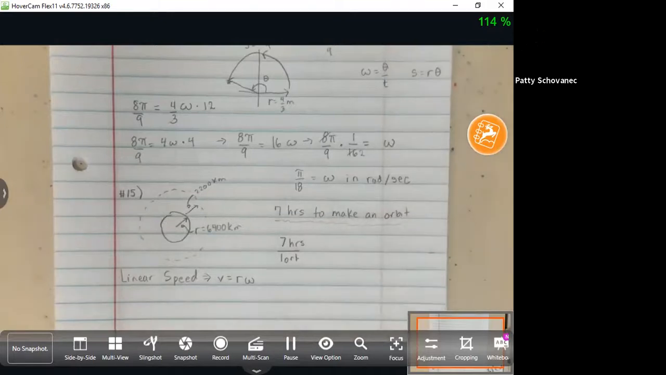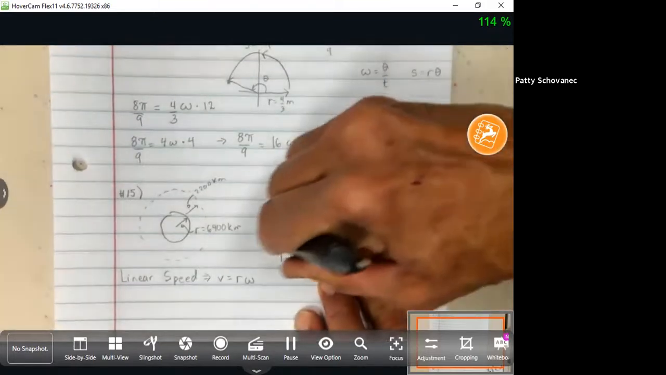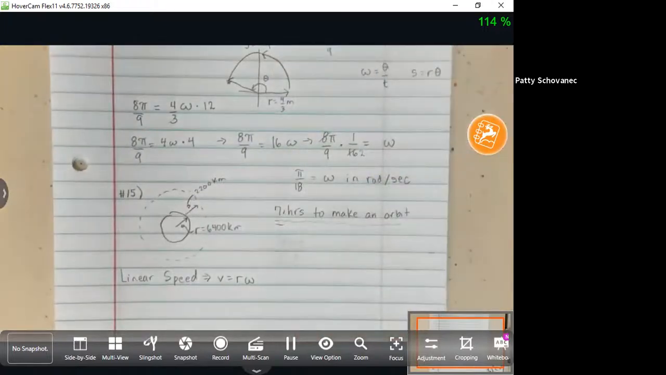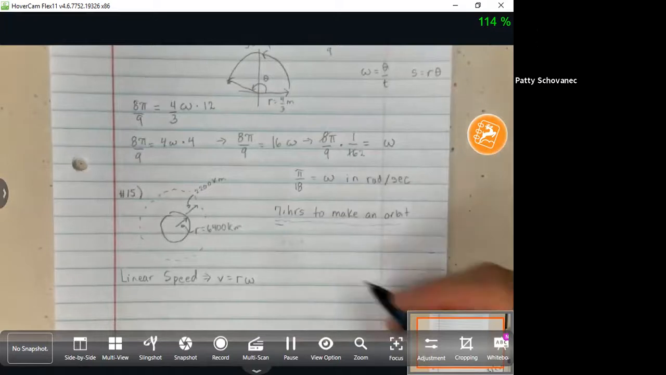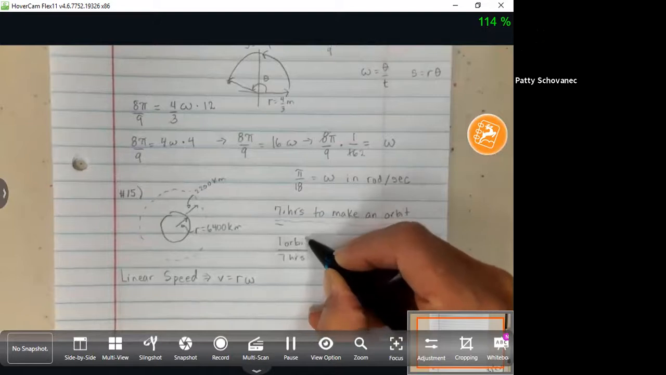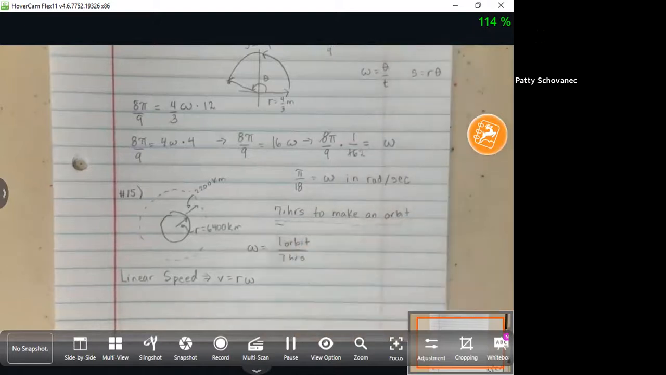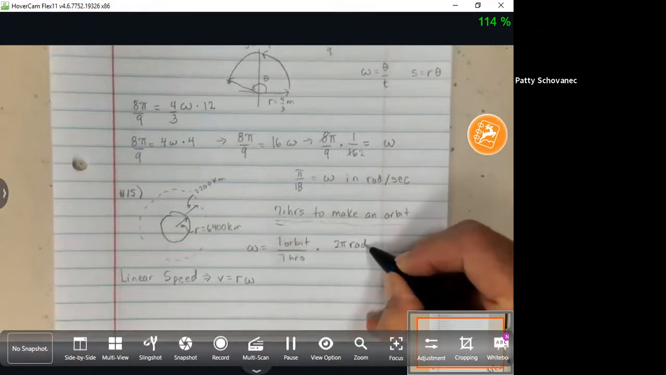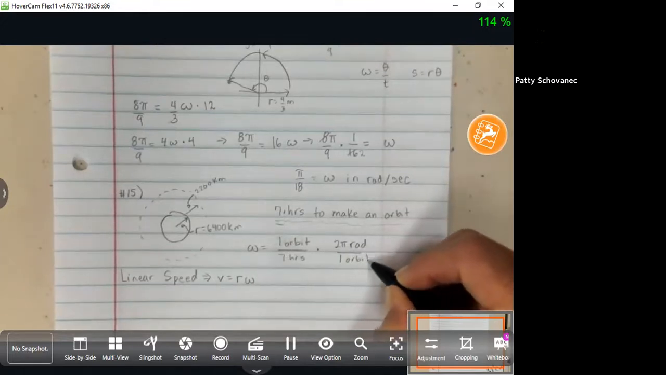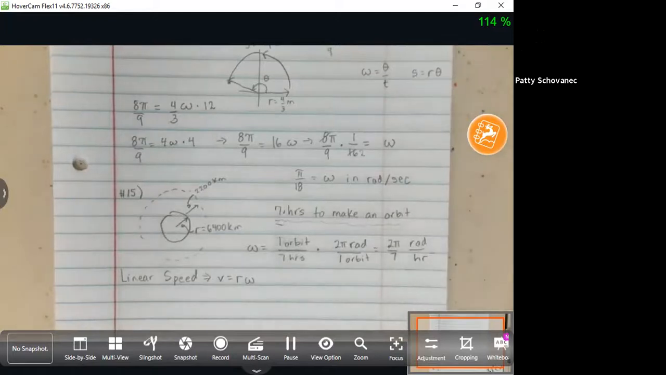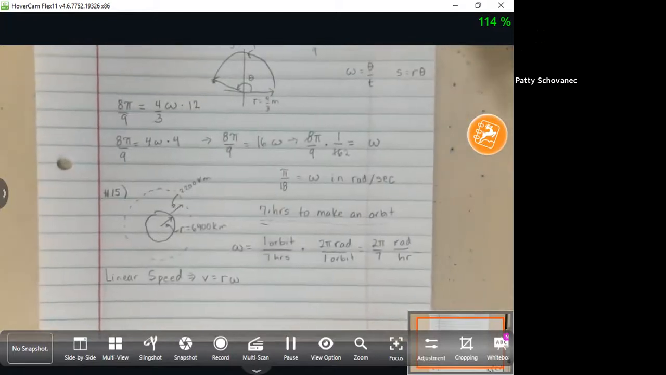I want time units on the bottom. I got that upside down. In speeds, linear and angular, the time units are always the denominator, right? We're going to do per hour. So it takes 7 hours to make one orbit. To get the angular velocity, I convert that: there are 2 pi radians in one orbit. So it takes 2 pi divided by 7 radians per hour. That's the angular speed, 2 pi over 7 radians per hour.